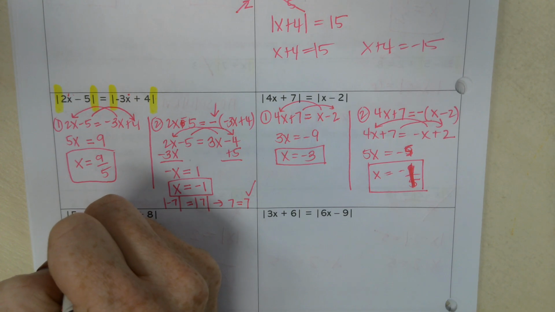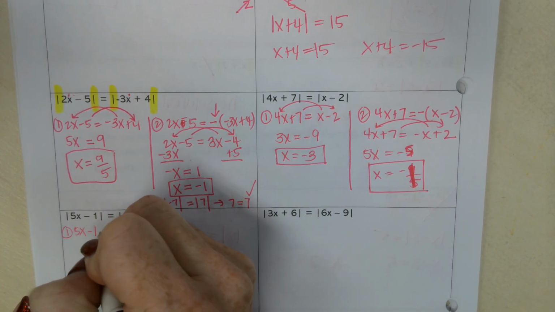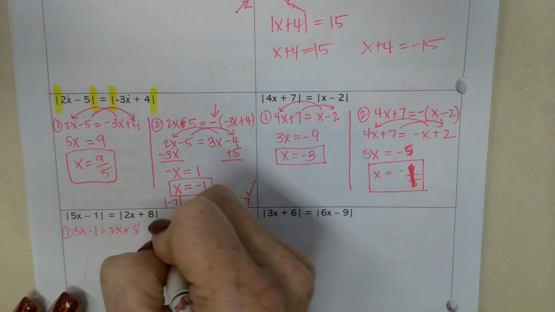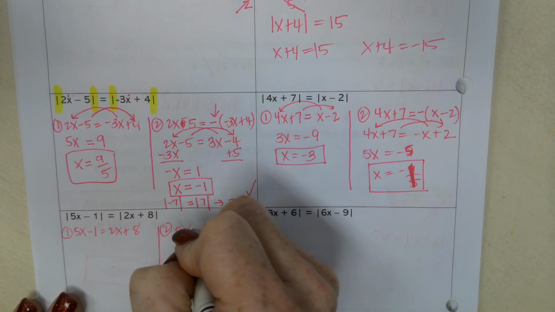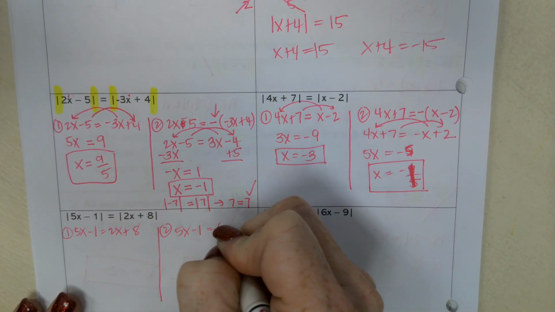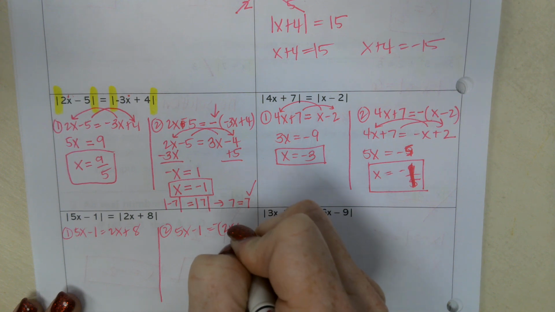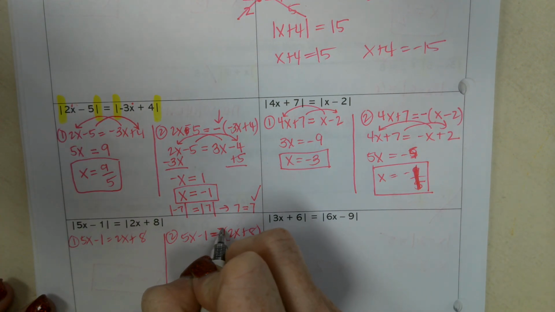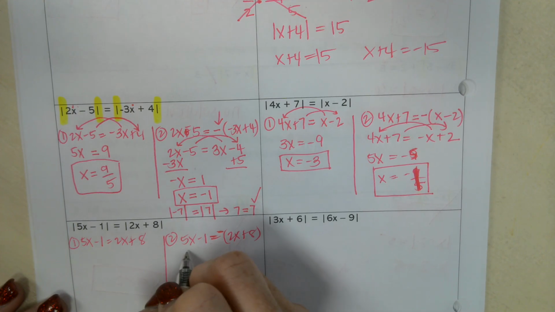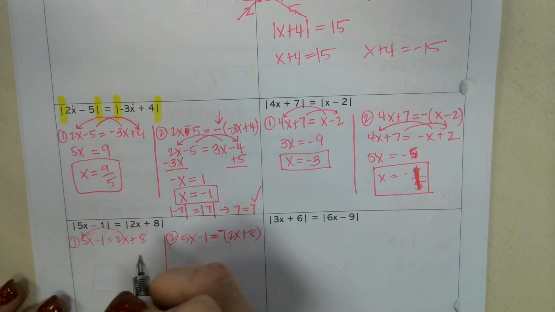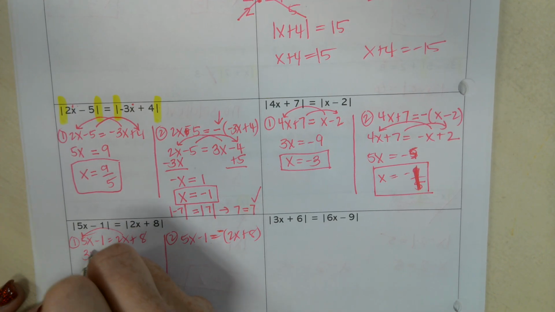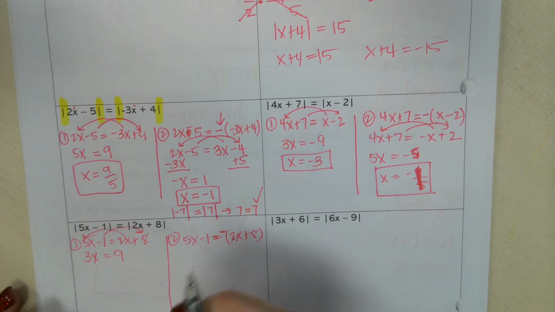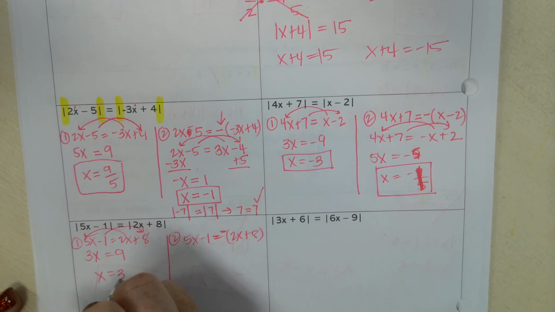All right. You should have set up 5x minus 1 and 2x plus 8. Okay, and then number 2, 5x minus 1 equals the opposite of 2x plus 8. Sorry, you can't see that negative right there, but it is up here. Okay, so let's see. Subtract 2x on both sides, that gives me 3x. And add 1 to both sides, that gives me 9. So x equals 3.